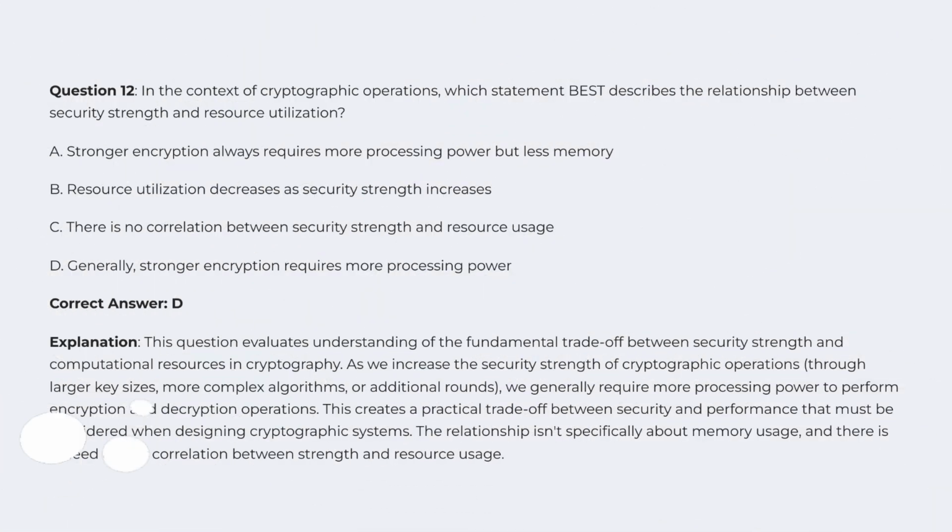Correct answer, D. Explanation: This question evaluates understanding of the fundamental trade-off between security strength and computational resources in cryptography. As we increase the security strength of cryptographic operations through larger key sizes, more complex algorithms, or additional rounds, we generally require more processing power to perform encryption and decryption operations. This creates a practical trade-off between security and performance that must be considered when designing cryptographic systems. The relationship isn't specifically about memory usage, and there is indeed a clear correlation between strength and resource usage.